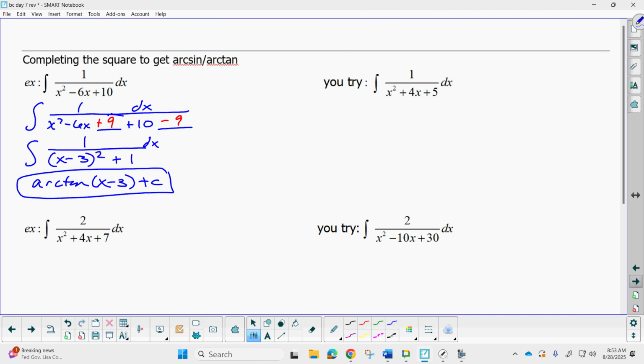Now, if it was arctangent of 3 minus x, well, then I'd probably use sub because that negative in there makes my du change. But I think I'd go with it. You try the one to the right, please.